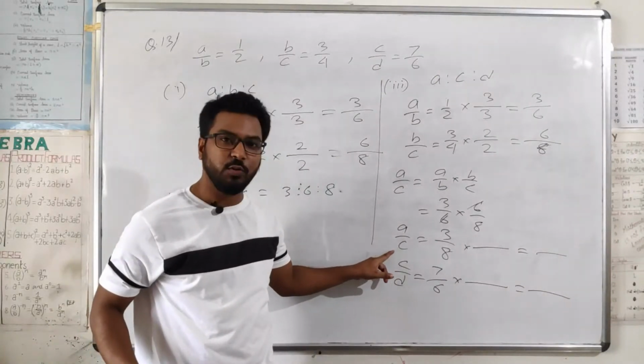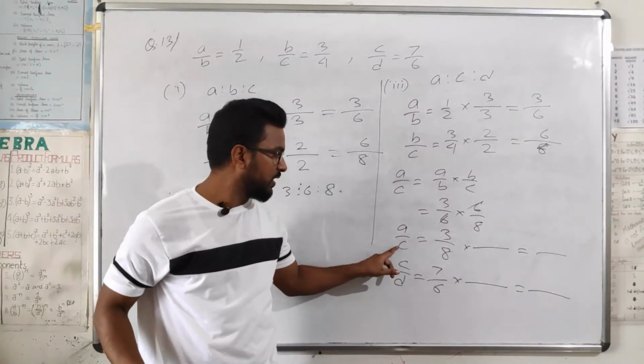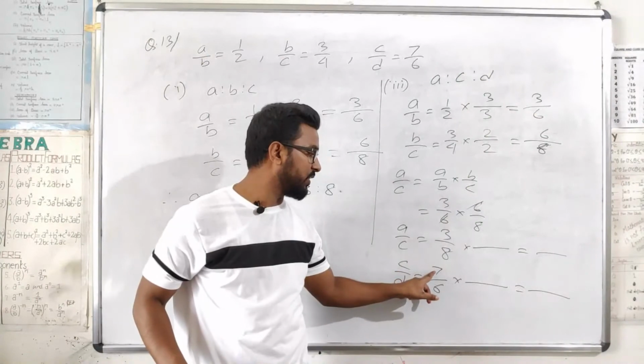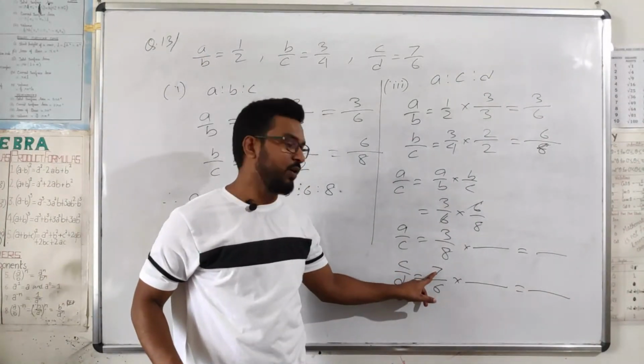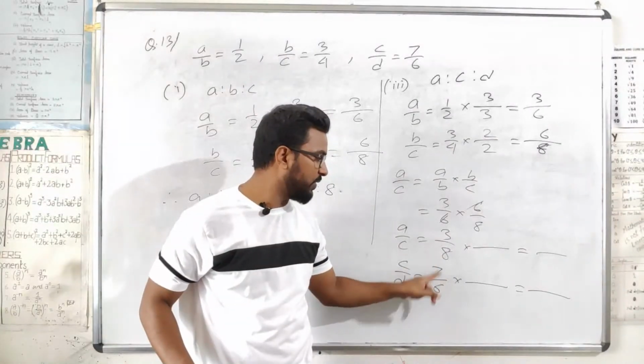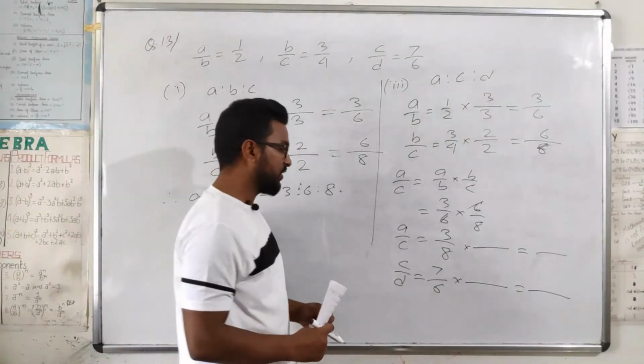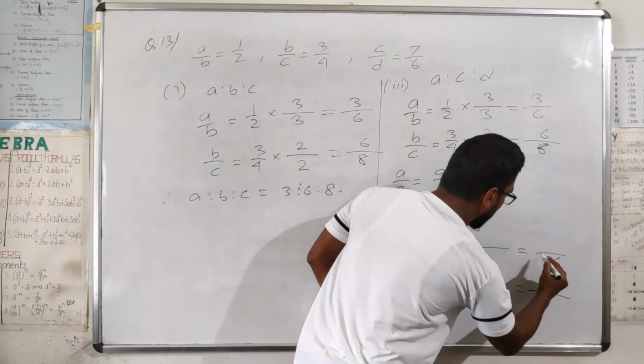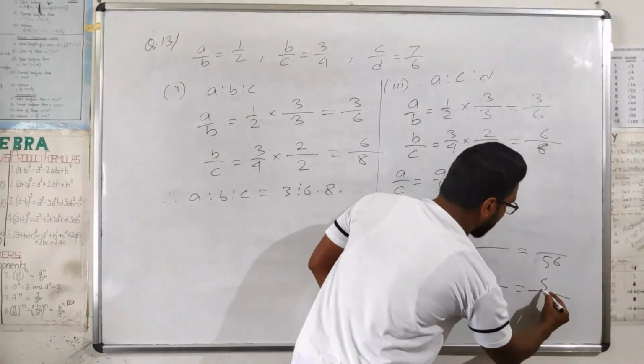What is common? C is common, right? So here the value of C is 8, here the value of C is 7. They are not same. So to make it same, we have to take the LCM of these two. The LCM of these two will be how much? 56. So we'll write here 56 in the denominator. Here also you have to write 56.